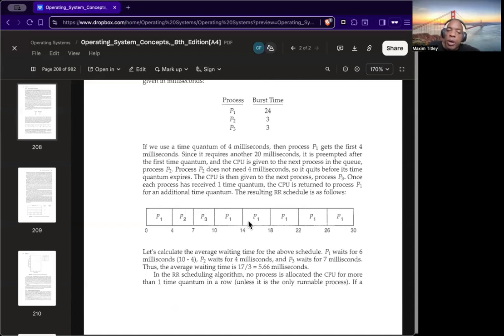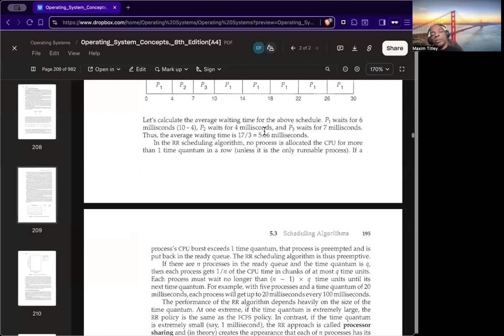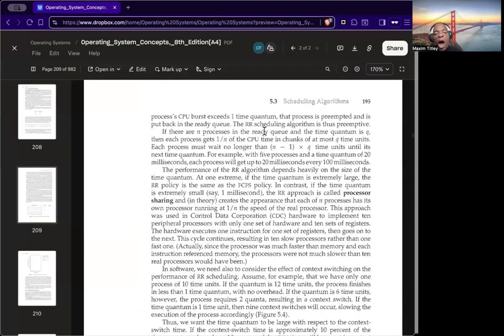After that time expires, we then go to look for where to go next, which is coincidentally process 1 from 14 to 18. And then process 1 again from 18 to 22, 22 to 26, and then 26 to 30. After all 30 seconds are used up, 24, 3, and 3, we're done. So that's how round robin works. If some of the other processes were larger, then we would have actually circled around, not just on process 1, but on the other processes as well.